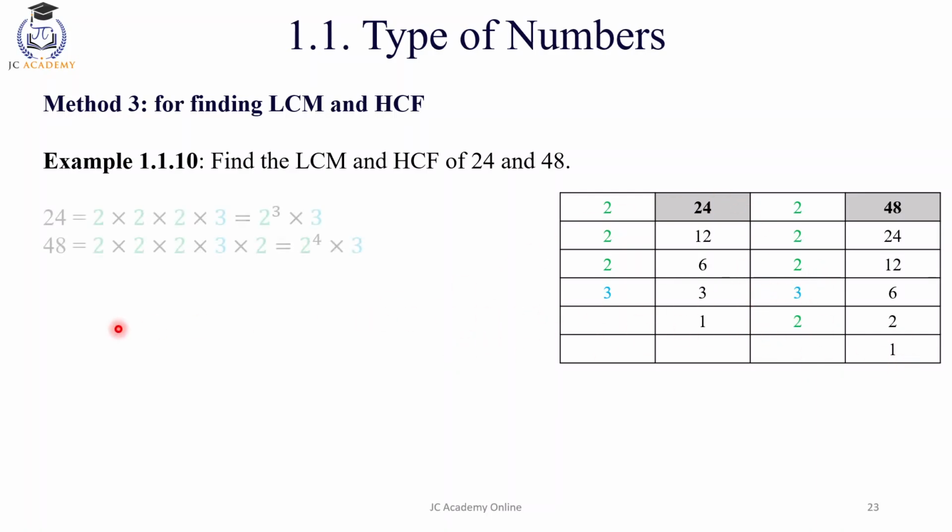Now what we need to do is write down all the factors and multiply them together. In the column next to 24, we have 2 times 2 times 2 times 3. So that's 2 to the power of 3 multiplied by 3. And in the column next to the number 48, we have 2 times 2 times 2 times 3 times 2. So that's 2 to the power of 4. There's 4 2's and there's 1 lot of 3.